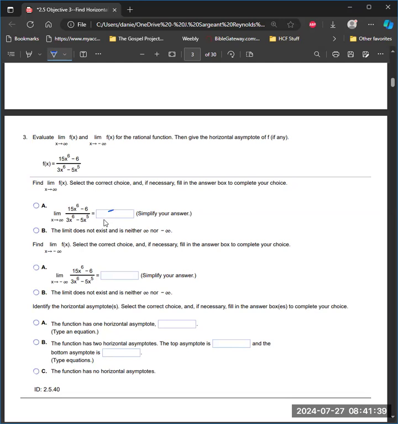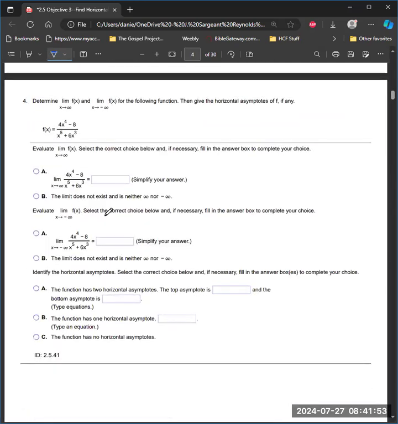15 over 3 is going to be 5. And you have one asymptote at y equals 5. Okay, this one, degree of the top is smaller than degree of the bottom, so we're going to be getting closer to 0, top and bottom. One horizontal asymptote at y equals 0.